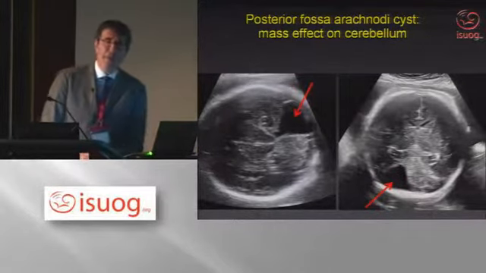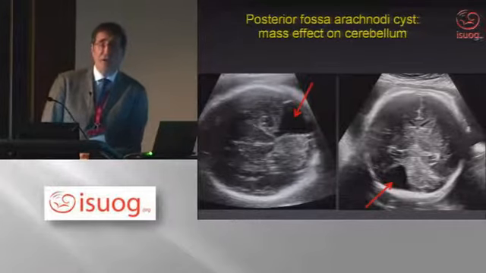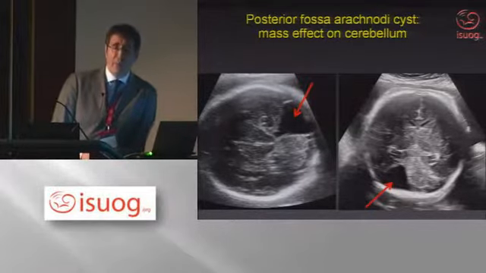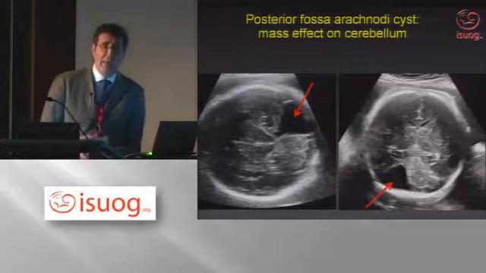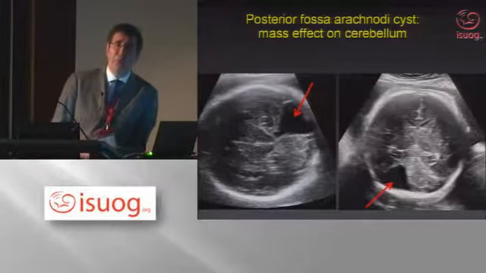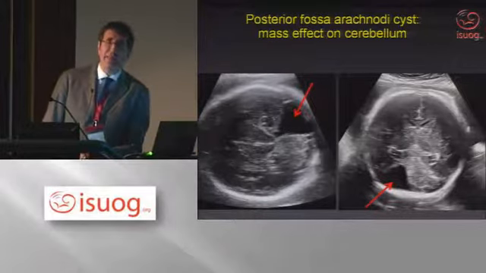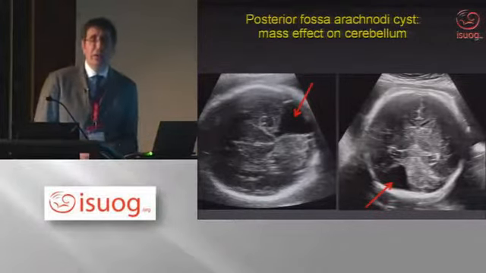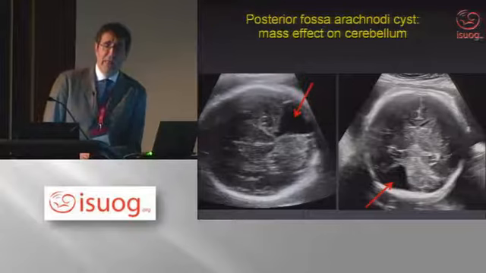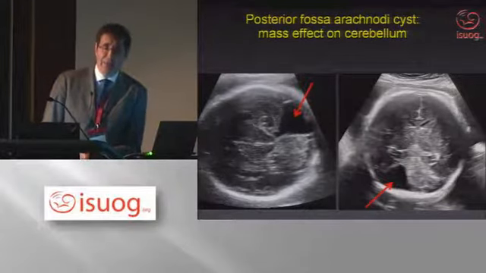The main differential diagnosis of megacisterna magna is a posterior fossa arachnoid cyst, which may be a problem because it may expand and it is not easy to operate in that area. Luckily, the posterior fossa arachnoid cysts are very rarely in the middle of the posterior fossa. They tend to be located asymmetrically.